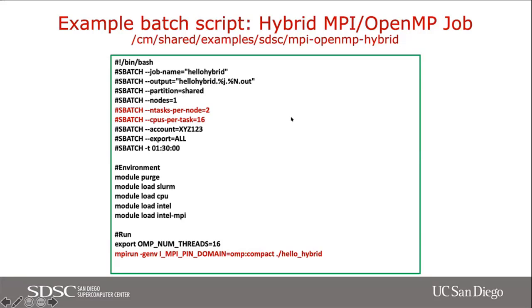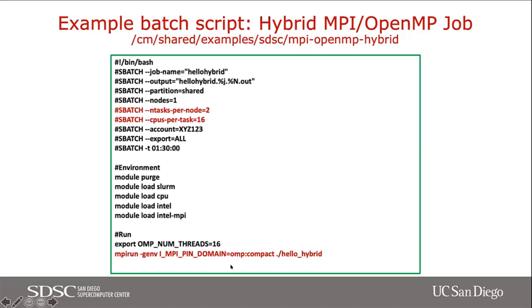Okay, so this is an example of a hybrid case. You can see this is a shared partition job with 1 node and 2 tasks per node. And then I set CPUs per task to 16. So you'll have 2 MPI tasks and 16 threads on each of them. And so I do the export here. And I'm doing a pin domain option with the Intel MPI, which lets you say that you have an OpenMP setup here with the compact pinning that we want to do. So that lets you lay out the tasks the right way.